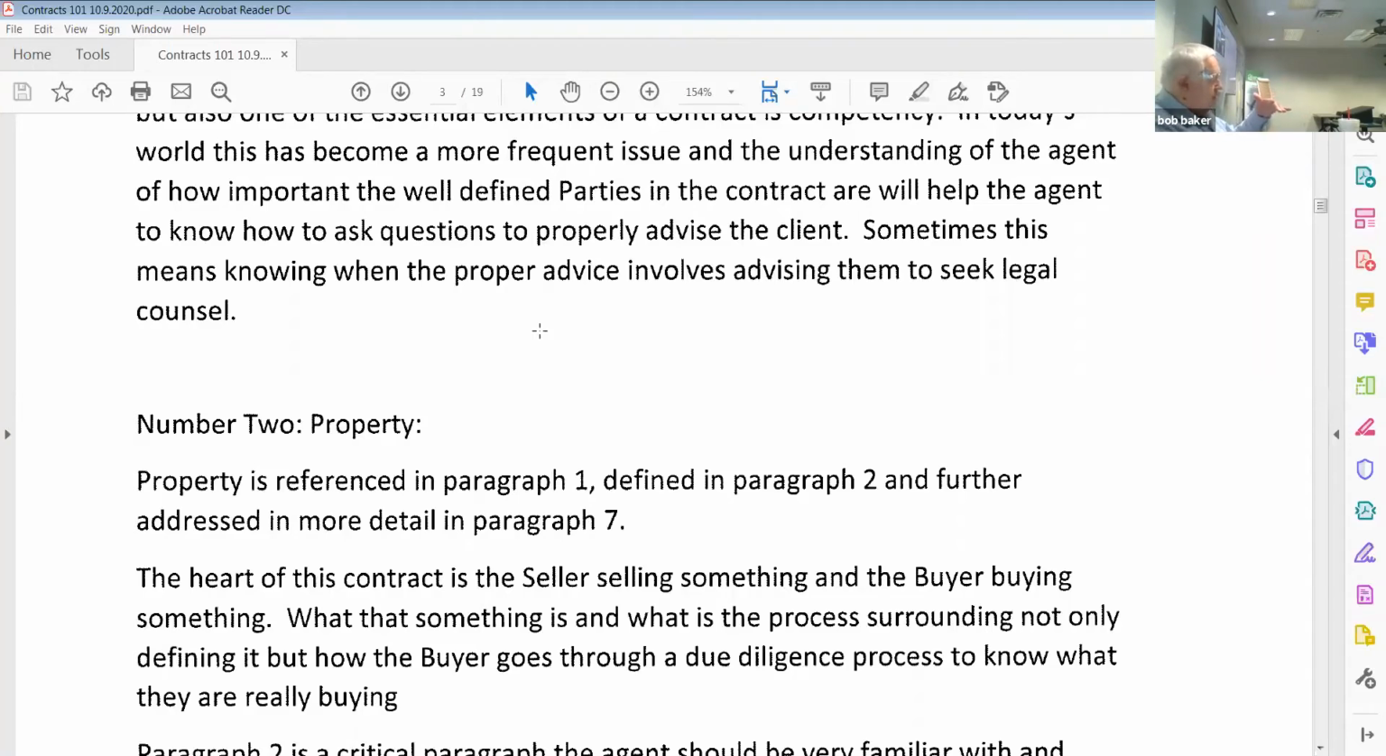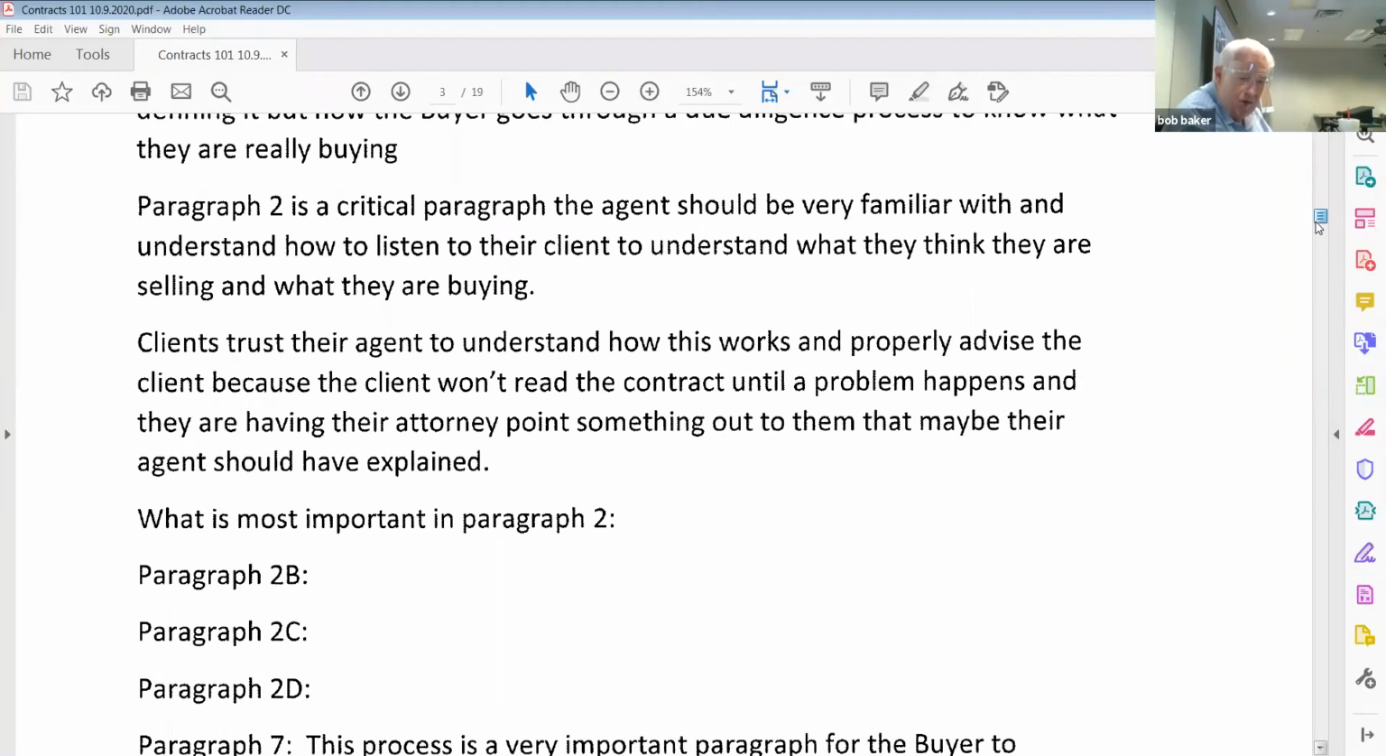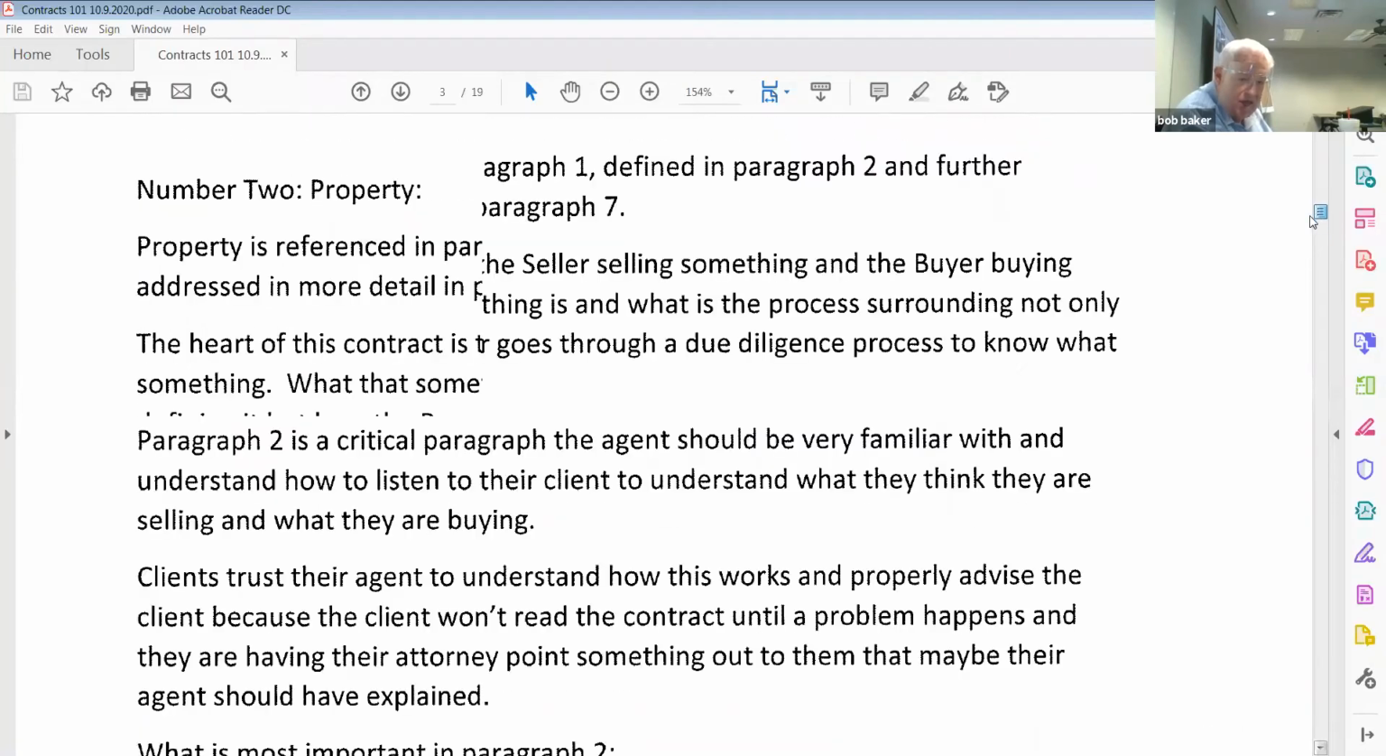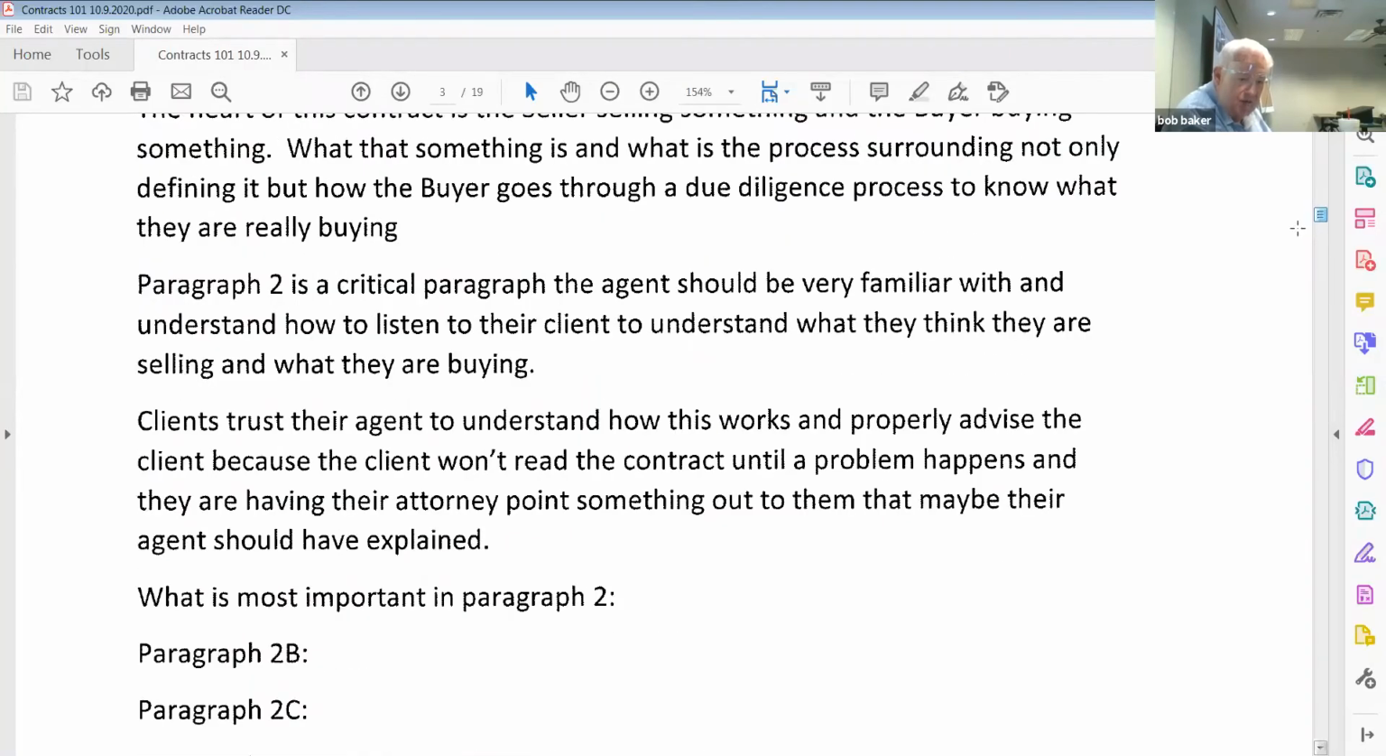It's very important that an agent have a sense of what's going on. I talk about, for example, here in the materials, what's important in paragraph 2B and 2C and 2D. And part of it is, as an agent, you need to have an understanding of what's in those paragraphs.